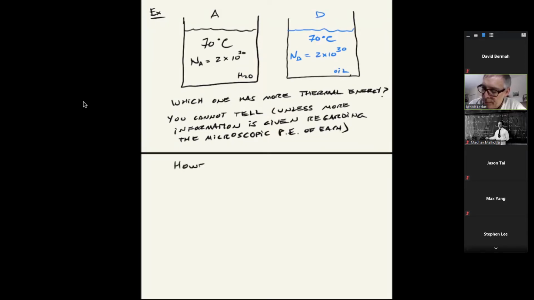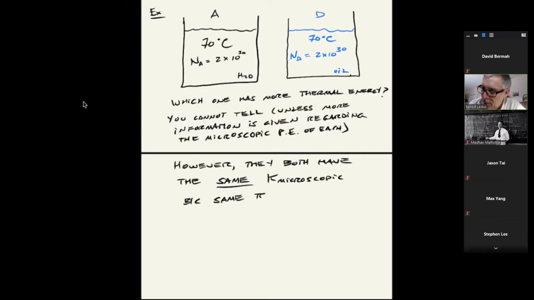However, they both have the same microscopic kinetic energy, because same temperature, as Jason said, and same number of molecules. All right. Are you good with that?